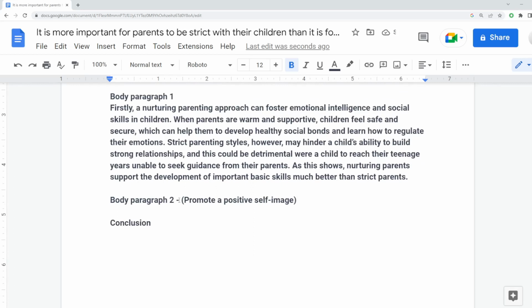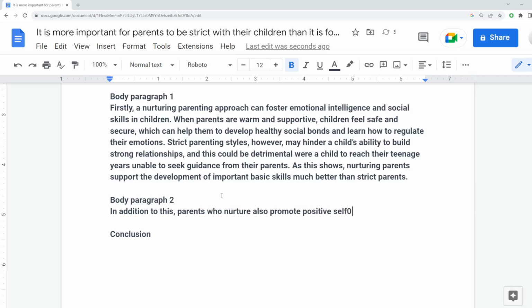Okay, body paragraph 2. So we're talking about how nurturing parents promote a child's sense of self-esteem and their sense of self-worth and an overall positive self-image. Okay, so we need some transition language, of course, so further, or just to vary it a little bit, in addition to this. Okay, so parents who nurture also promote positive self-esteem and self-worth in their children, or just in children.